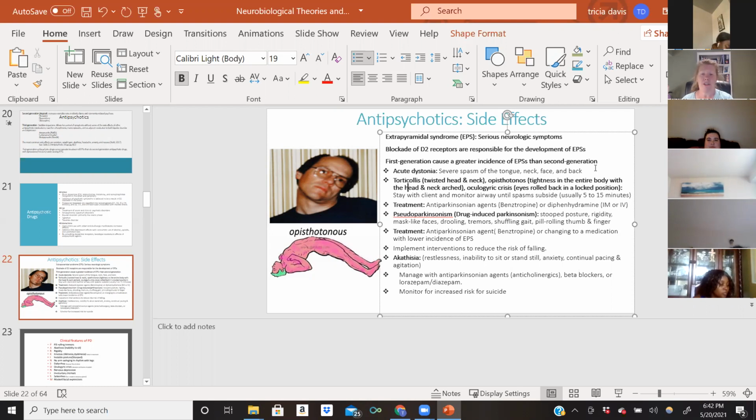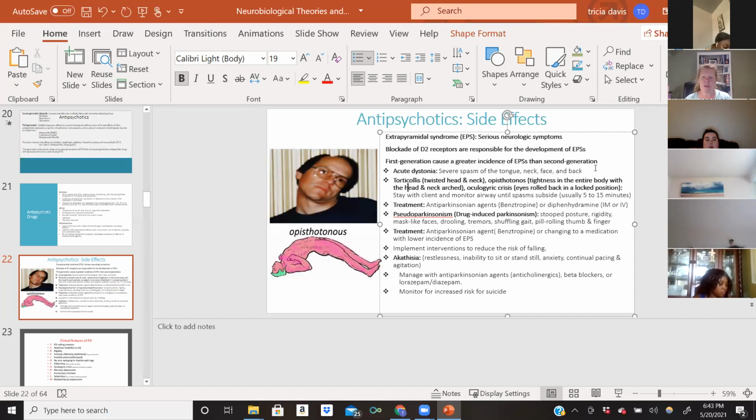You can also see pseudo-Parkinsonism. This is where your patients will seem like they have Parkinson's, but they don't. It's just caused from this drug. So your patients are going to present with a stooped posture. They're going to be rigid. They're going to have a mask-like face, so you're not going to see any type of expression on their face at all. They might be drooling. They might be shaking. They're going to have tremors. They'll have that shuffling gait, and they'll do pill rolling with their thumb and finger. So it's going to look like they have Parkinson's, but they don't. It's just from these antipsychotics.